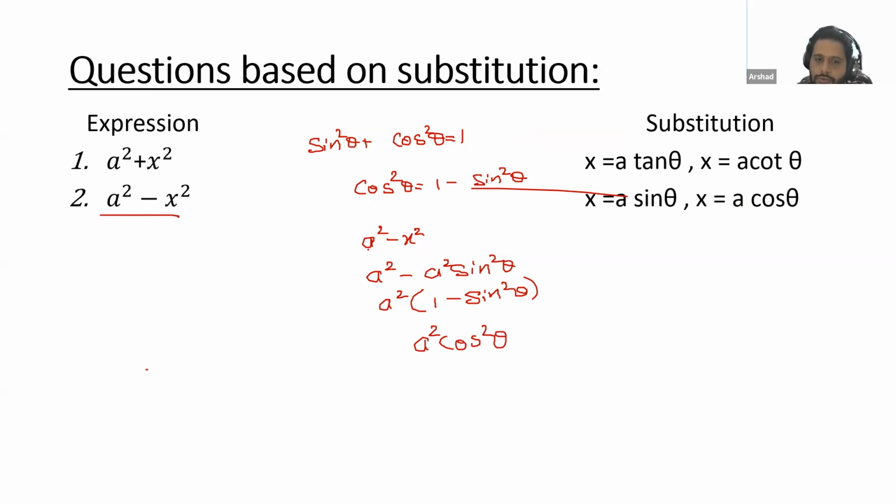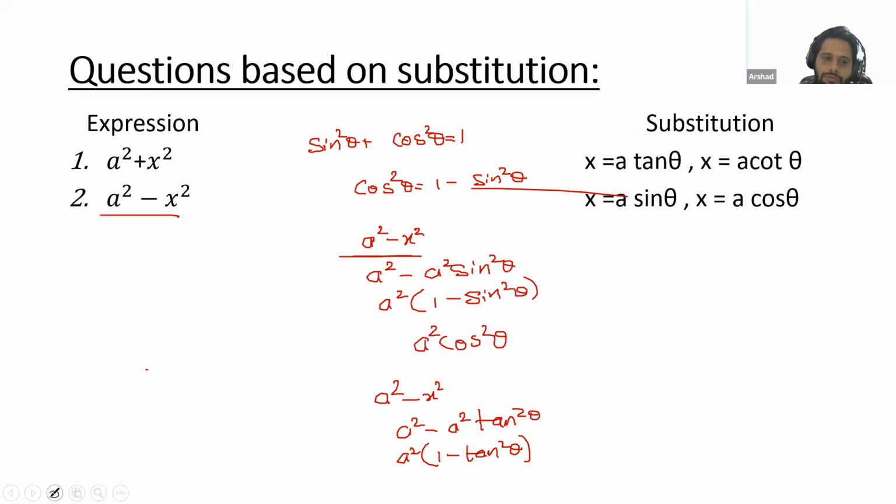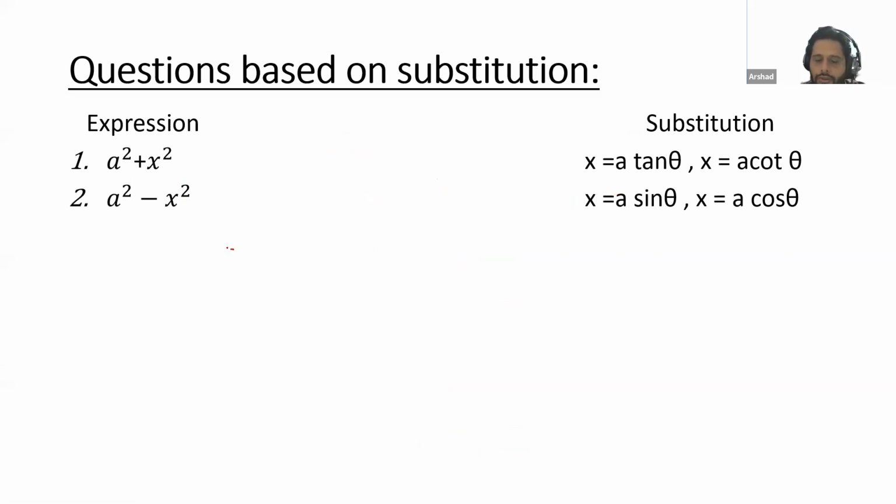Now suppose in place of this a square minus x square, you put a tan theta, then what will happen? You will get a square minus a square tan square theta, and you take out a square common, so you get 1 minus tan square theta, and further we can't solve this. We don't have any formula for 1 minus tan square theta. So please remember, if you have a square minus x square, then put x is equal to a sine theta or x is equal to a cos theta. If you have a square plus x square, then put a tan theta or cot theta.